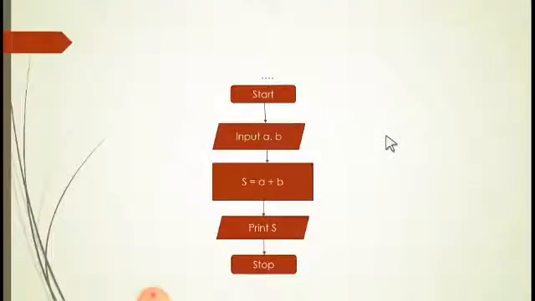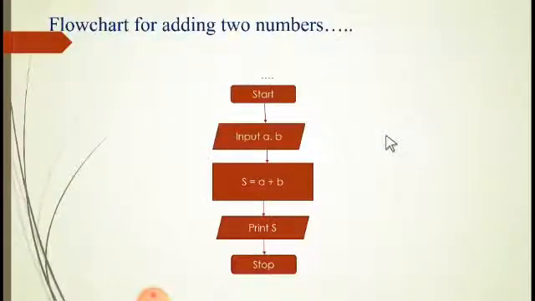Next, we can draw a flowchart for adding two numbers. A flowchart always begins with a start symbol. Here it is. Start, input a and b. Then we have to manipulate the values, that is s equals a plus b. Print s, that is the result. The next is stop.